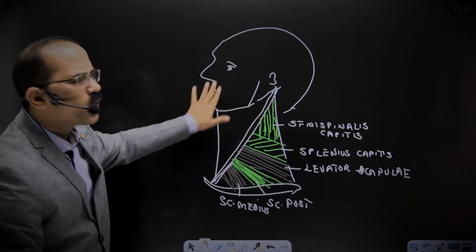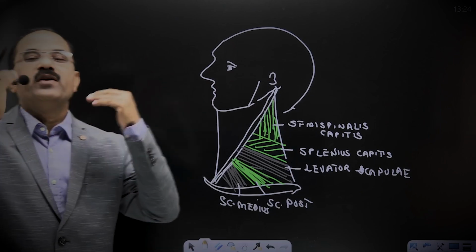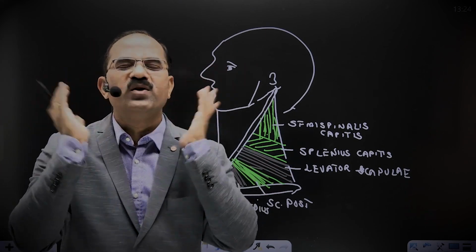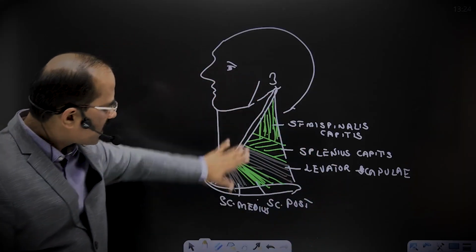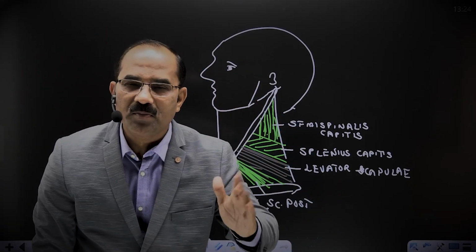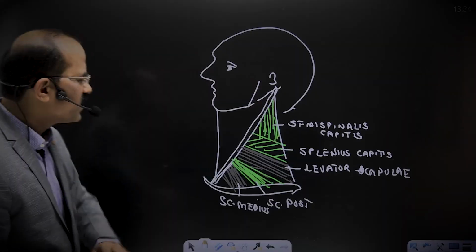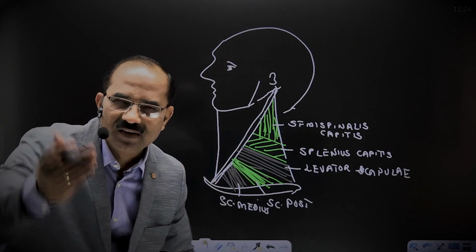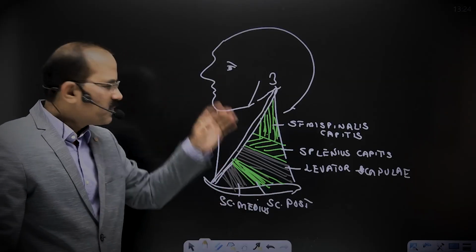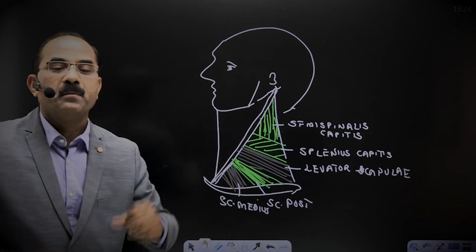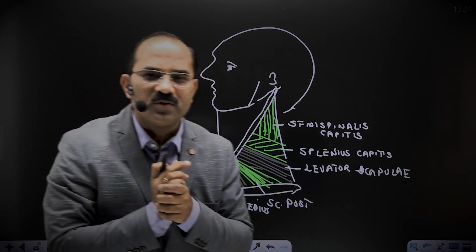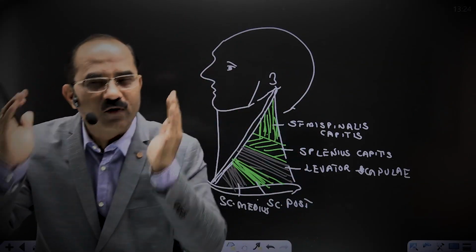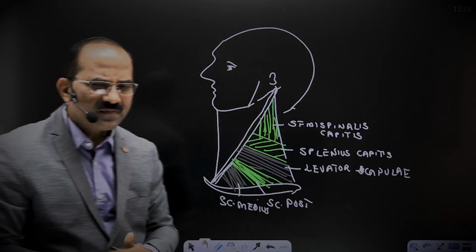All these muscles are lying around the cervical vertebrae. All these muscles are therefore known as the prevertebral muscles. And all these prevertebral muscles would be covered by a fascia. Any guesses? These muscles are known as the prevertebral muscles. Why? Because they lie in front of the vertebral column, right? And all these muscles are going to be covered by a deep fascia of the neck.